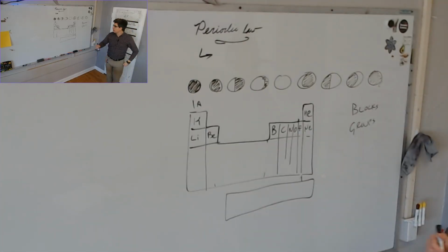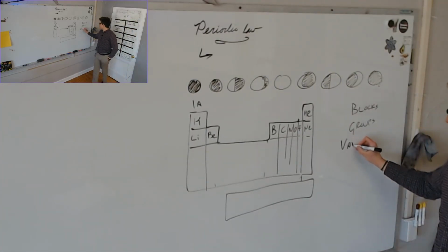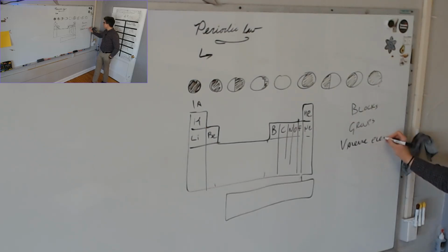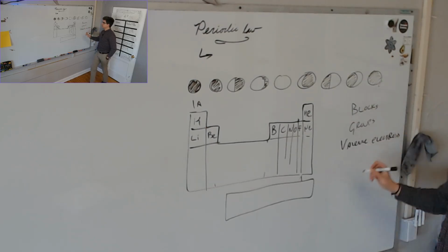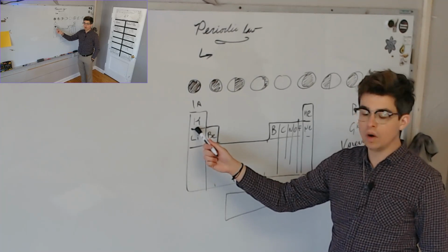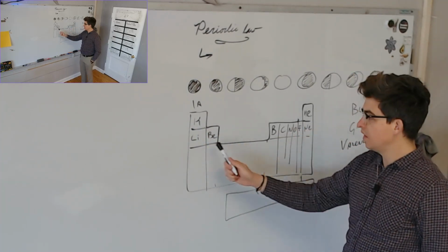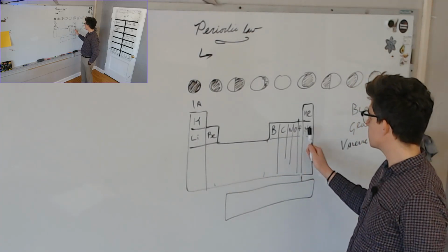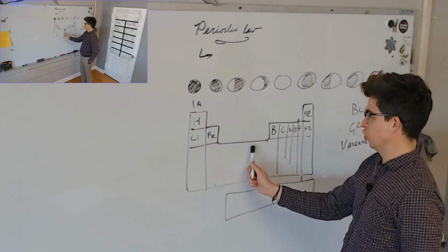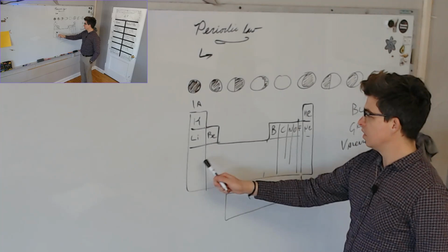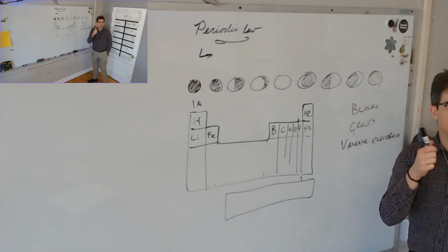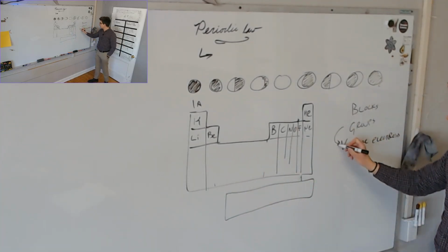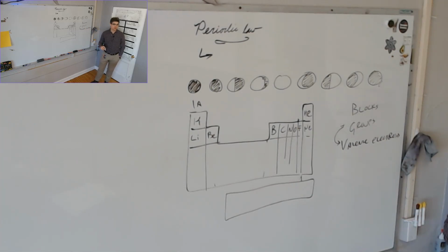Another way that we can organize these periodically is by the number of valence electrons. How many in this one? 1. This one? 2. Then 1, 2, 3, 4, 5, 6, 7, 8. 1, 2, 2, 3, 4, 5, 6, 7, 8. 1, 2, 3, 4, 5, 6, 7, 8. It goes over and over again. And these two things are related. The number of valence electrons is what determines what group it's in.